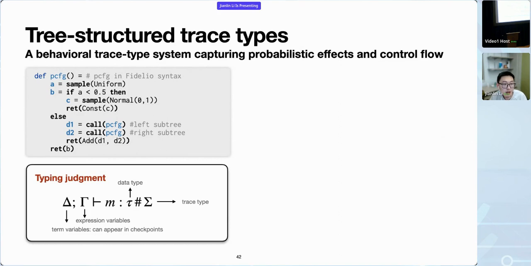We defined a behavioral trace type system, and in addition to data type tau, every program command M is assigned a trace type sigma. Trace types capture probabilistic effects and control flow information. They track control flow via checkpoint expressions, and term variables can appear in checkpoints. Trace types are unordered maps from term variables to types. For example, we can construct the trace type for this PCFG function as follows. There are two term variables in the function body, so there are two entries in this map.